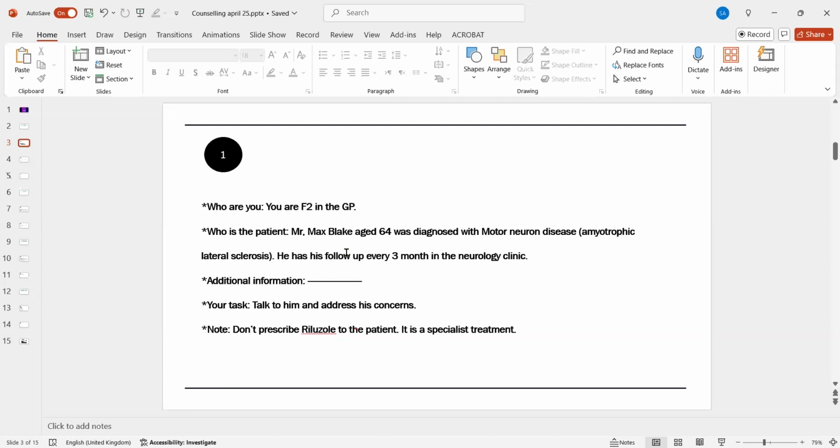Who does the patient live with? How has he been affected by this? And then your management, you telling the patient what's written here. And you have to show your communication skills. You can't say to the patient, okay, Mr. X, I'm really sorry, I can't prescribe this medication because it's a specialist medication and that's it.